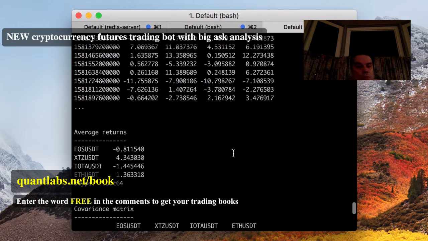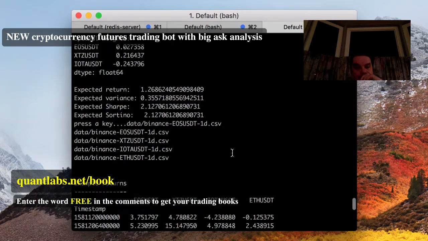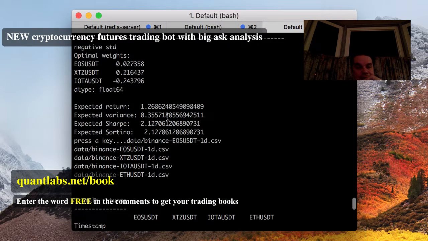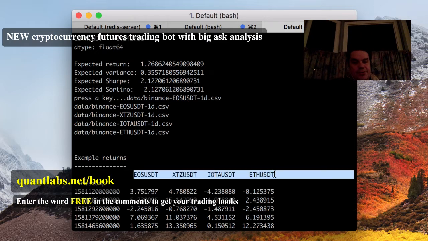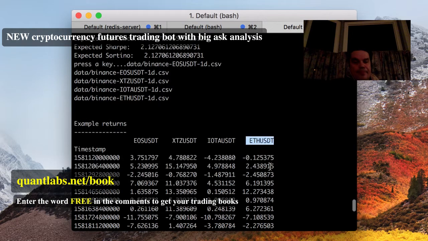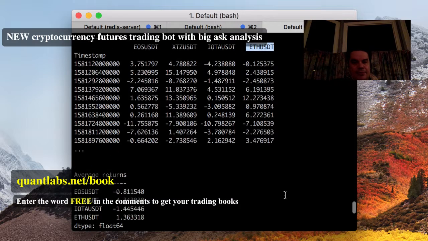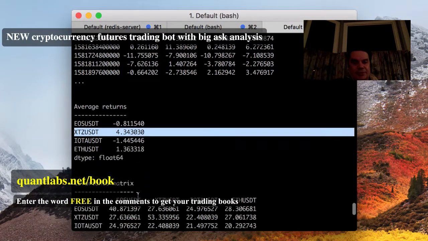Now, a few things I want to highlight here. So now we're moving into 4 instruments, I think. Yes, so now we're doing 4. Okay, so we're going from EOS, Tezos, IOTA, and now we're adding in Ethereum. So again, you can see the negative returns of the last 3 hours. The only one that's been positive is Tezos.